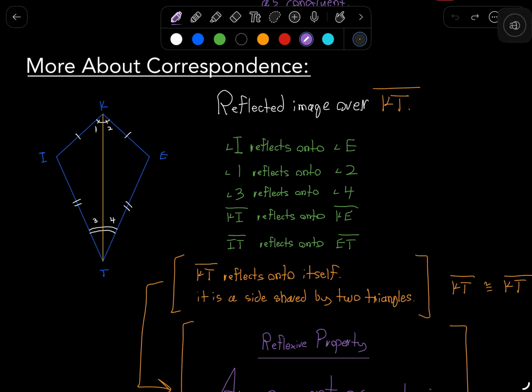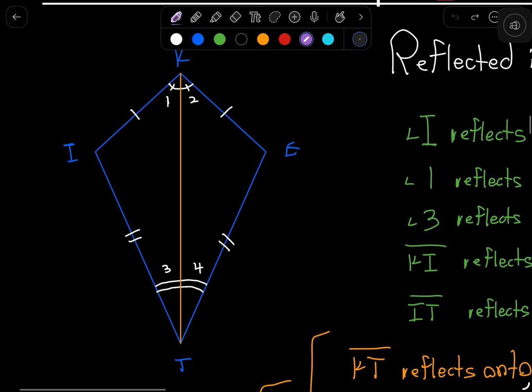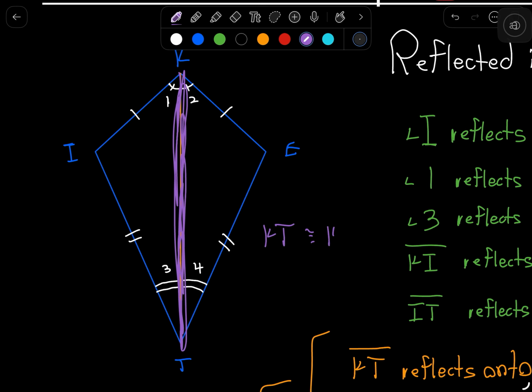And actually, if you notice, what about this side of the triangle, of both of these? Well, you could actually say that KT is congruent to KT, which may seem obvious. Well, yeah, of course it's going to be equal to itself, but you'll realize that's actually a really important step to take when you're trying to prove two things congruent. So once again, there's actually a property for that.